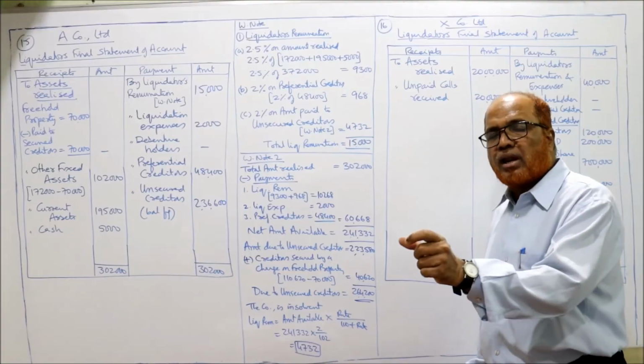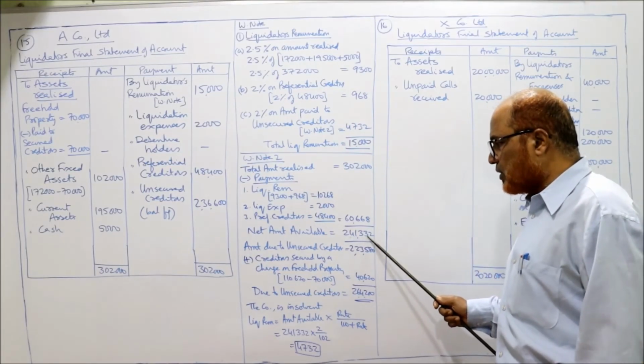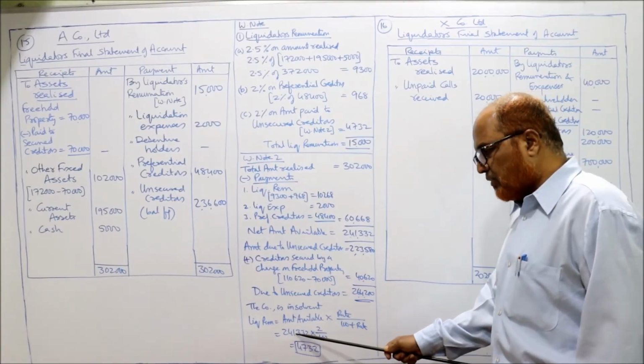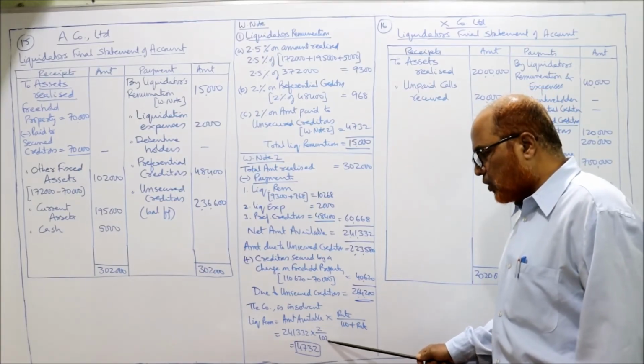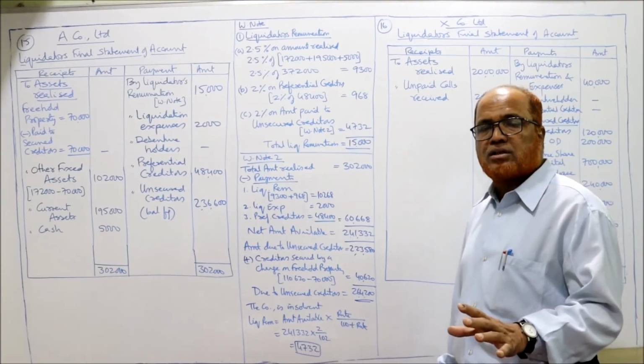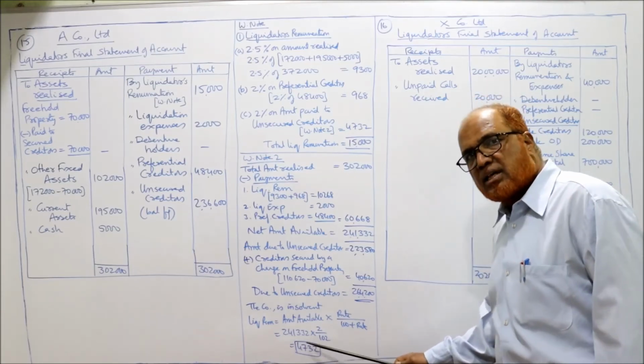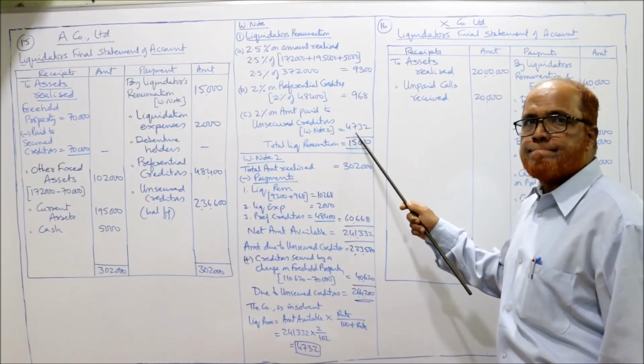Amount available into rate by 100 plus rate. Amount available, how much? 2,41,332. 2,41,332 into 2 by 102. You will get 4,732. Now we got the complete liquidator's remuneration. Take this 4,732 here.